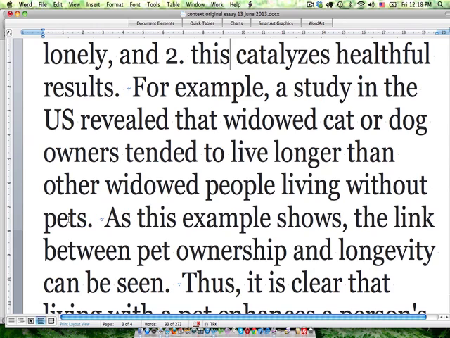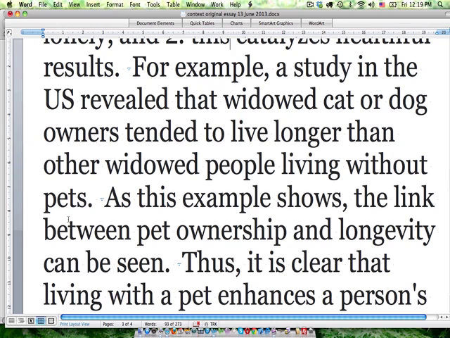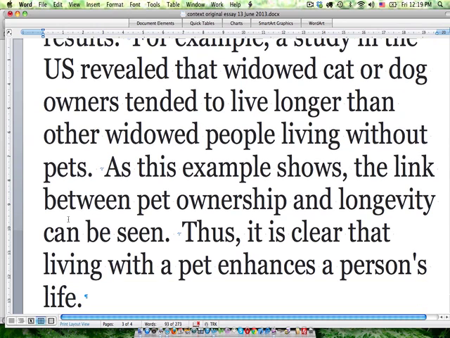As this example shows, the link between pet ownership and longevity can be seen. Thus, it is clear that living with a pet enhances a person's life. I really like these sorts of phrases, ones that use the link between 1 and 2, so pet ownership and longevity, can be seen. I think it's a very logical way to progress into your conclusion. So you share an example, and then you say, okay, so this example shows that A leads to B, and then because of that, we can conclude C. So thus it's clear that living with a pet enhances a person's life.